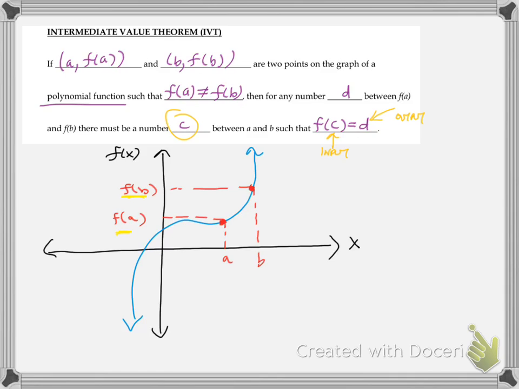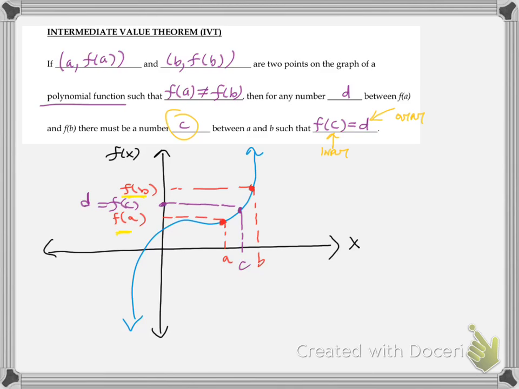So this tells us that if this is true for any graph of a polynomial function, then, I'll use purple, there exists some c between a and b, because remember, all polynomial functions are continuous everywhere, right? So we don't have to worry about holes or jumps or gaps. So there's some c value between a and b such that f(c), which we're calling d, is going to be between f(a) and f(b). Okay, so it makes sense, right? It's pretty straightforward, this theorem.